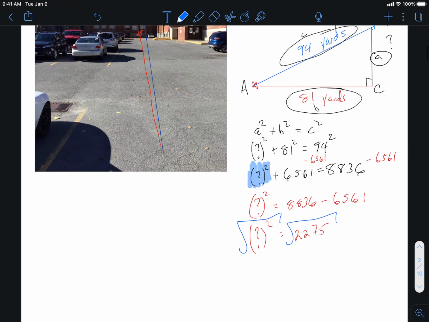So if I take the square root of that number, the question mark should equal 47.7 yards. Okay, I have the option with this to change the unit of measure somehow.